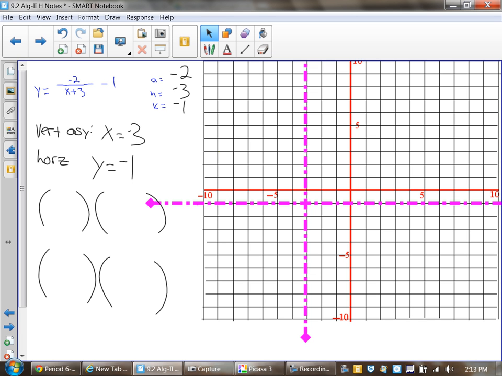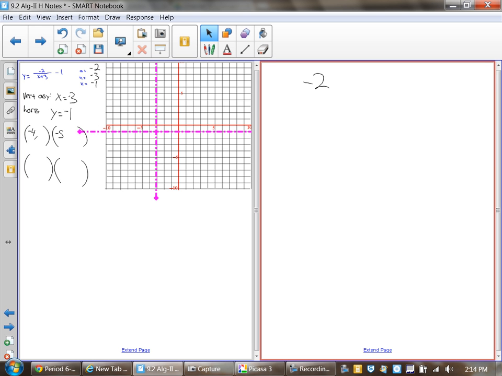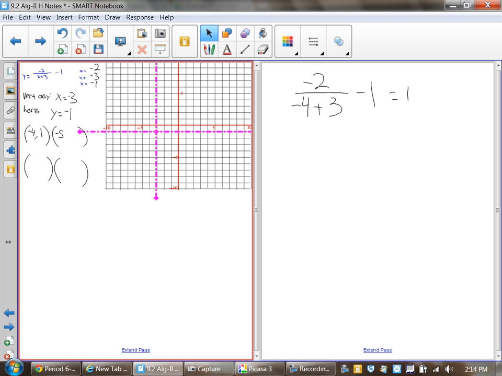So if my vertical asymptote is at -3, what are the next numbers to the left of it? -4 and -5. And I'm going to substitute -4 and -5 into the equation to figure out what the y values are. Let's do this on a second sheet. I have -2 over -4 plus 3, minus 1. Well, what's -4 plus 3? -1. What's -2 divided by -1? 2. What's 2 minus 1? 1. So at -4, it's at 1. I do the same thing with -5.